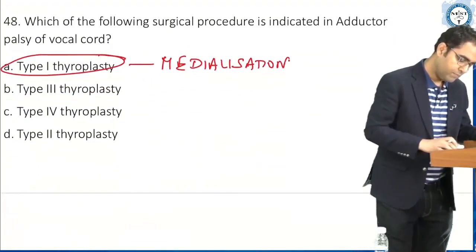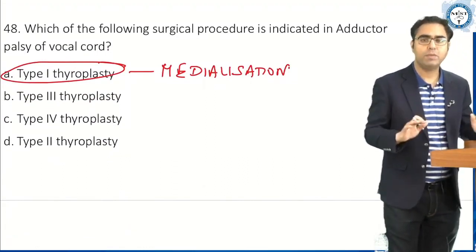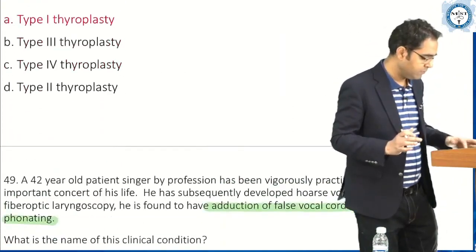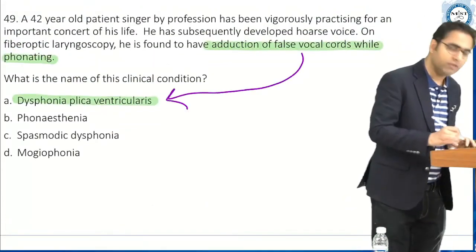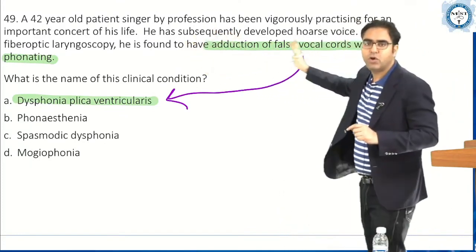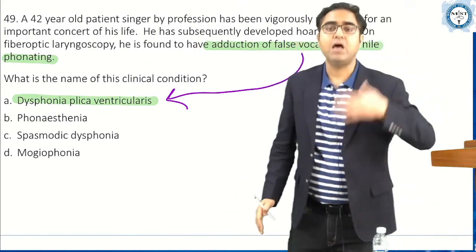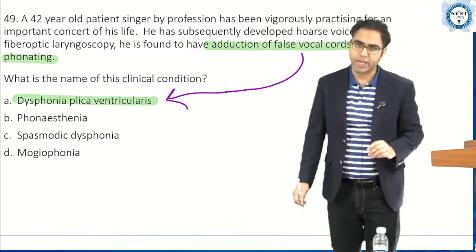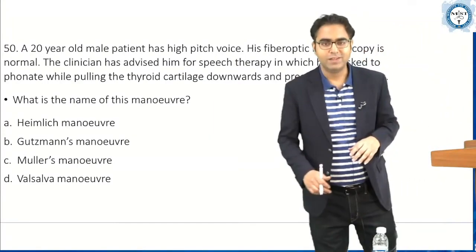Next one. I hope you remember adductor palsy. Adductor palsy, type 1 thyroplasty, medialization. We have done that the false cord being used to produce sound is dysphonia plica ventricularis. Remember, a singer is found to have adduction of false cord while phonating. What is the name of the disease? Dysphonia plica ventricularis, means production of sound from false vocal cord.